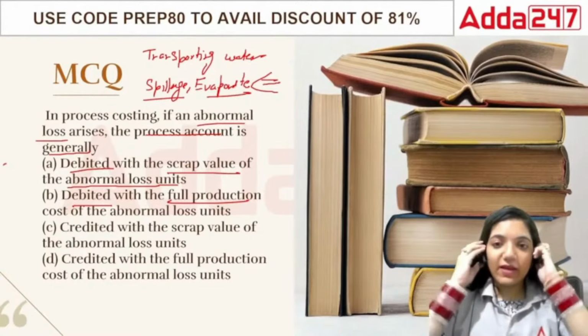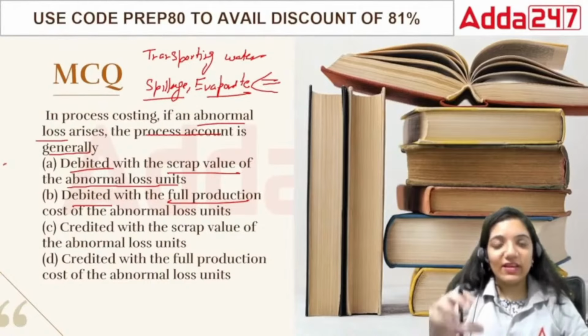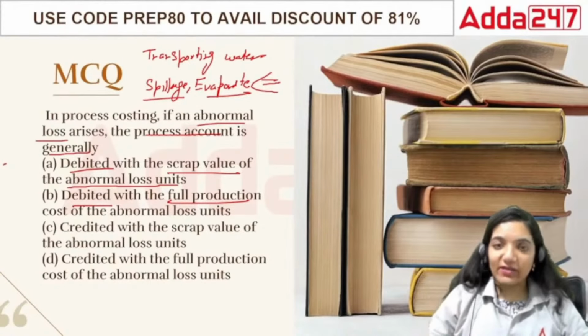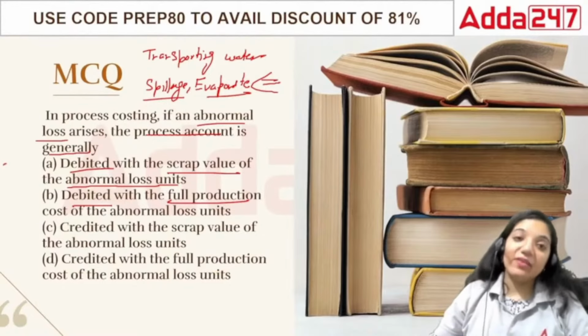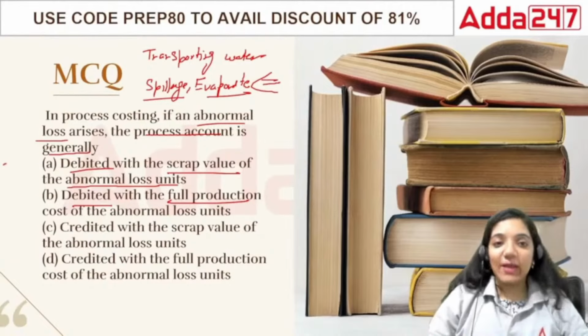When we are transporting coal, slowly and steadily it gets shredded. It becomes more and more powdered. Now that is something that is very normal in this case. The next point is credited with the scrap value of the abnormal loss units.